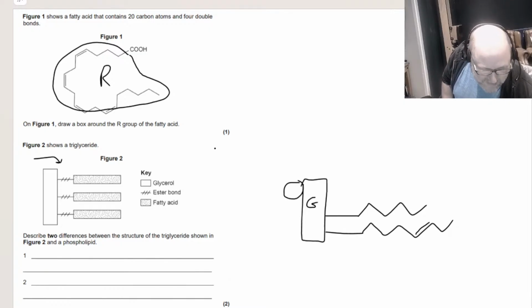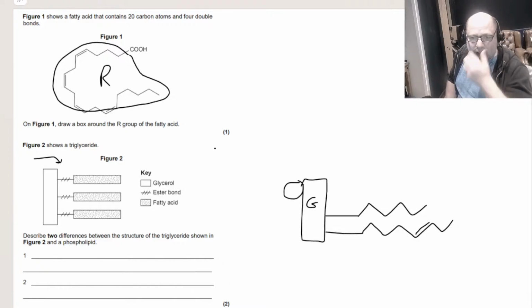They don't contain amino acids. There's no amino acid in these 2, but there are ester bonds and there is glycerol.